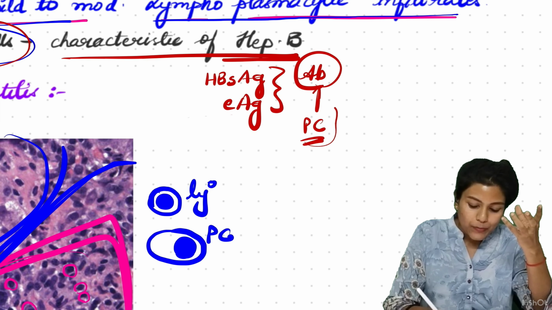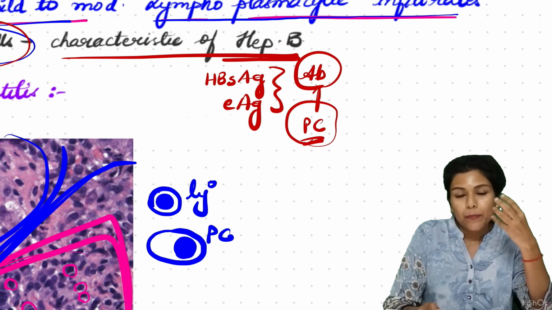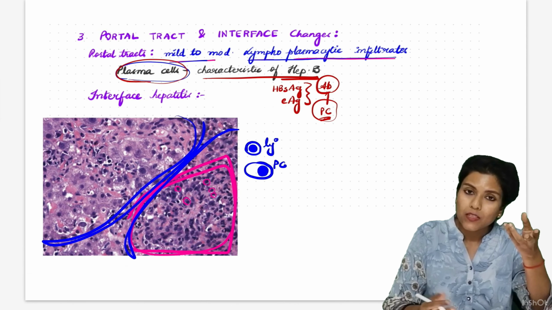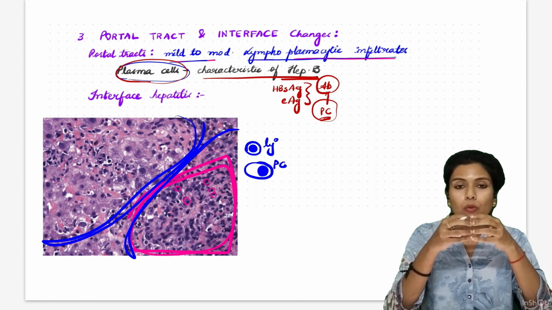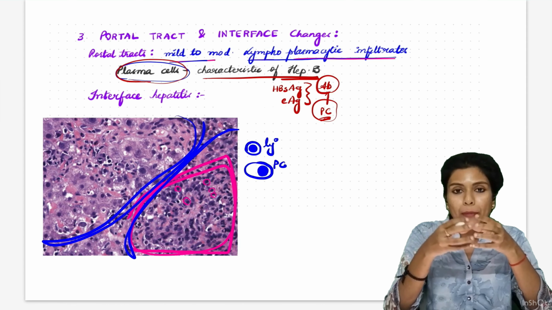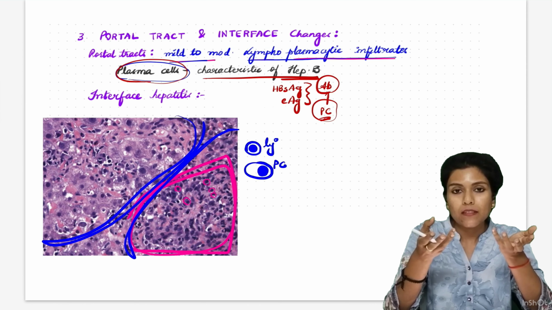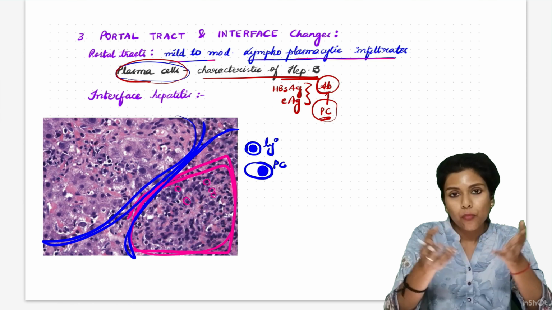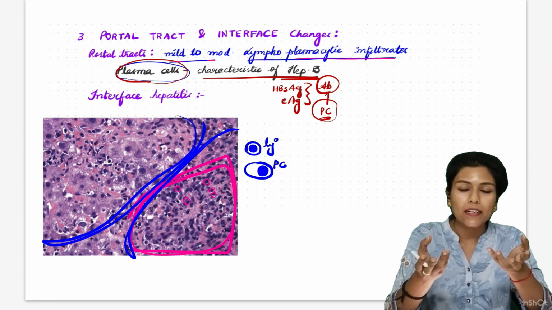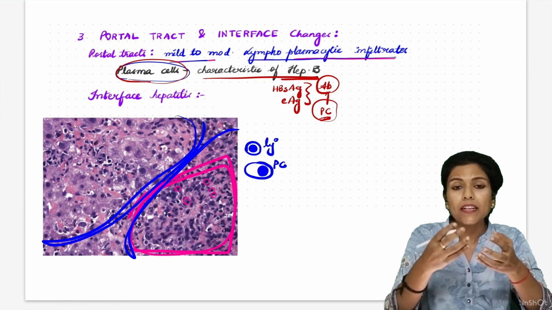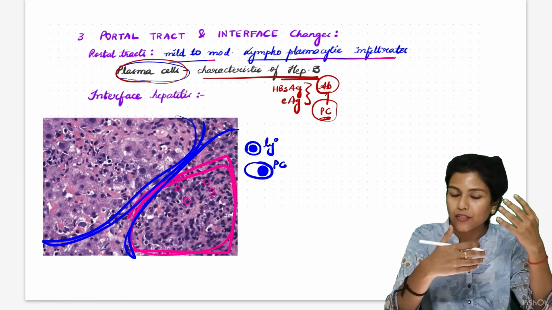So these plasma cells are present in the blood circulation. Blood circulation means the portal tract, which contains the portal vein and hepatic artery. So the place where the hepatic artery and portal vein are present is the portal tract. Therefore, the portal tract will be surrounded by these plasma cells, especially in hepatitis B, because hepatitis B will express the surface and envelope antigens.